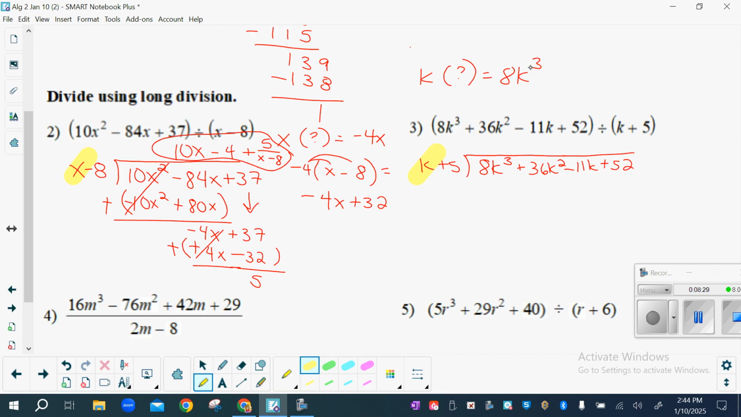I can't hear you if you said something. This is a 1 in front of the k. What do you multiply 1 by to get 8? 8. What do you multiply k by to get k to the third? 8k to the second. So we're going to take 8k to the second, and on the side, multiply it by the k plus 5. So this group back here, what do we get when we multiply 8k to the second by k plus 5?